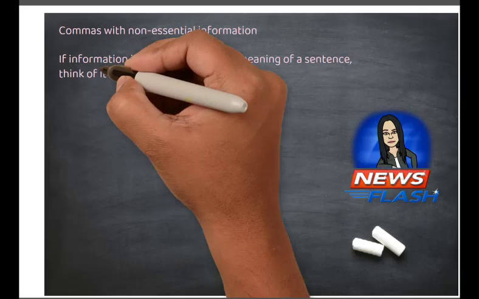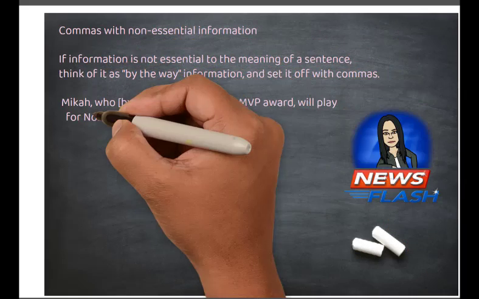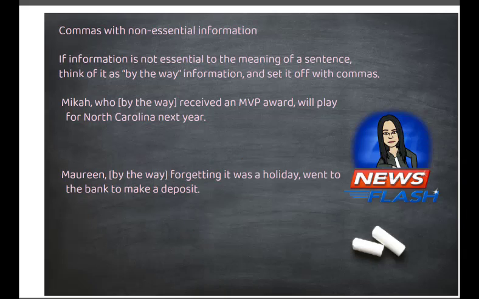So with commas and non-essential information, we are going to include the commas. As I said, the non-essential is the by the way sort of information that is only added for clarification purposes to the sentence. In these two examples, we have Micah, who received an MVP award, will play for North Carolina next year. Here, the writer and the speaker are assumed to know who Micah is, so we don't need to know that Micah received an MVP award. It's just a by the way or added information. So in those instances, we'll put the comma before and after that particular phrase.